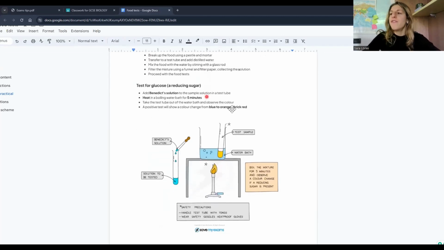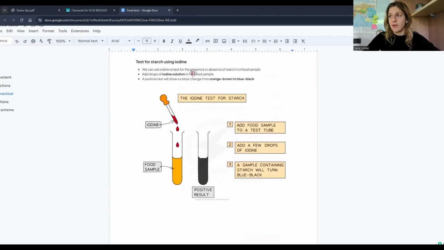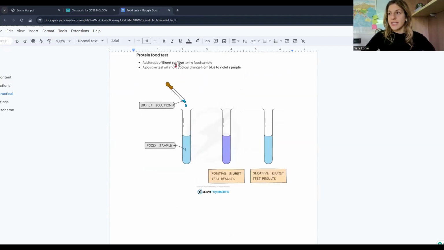Now, to go very briefly through the tests, just to revisit them. Test for glucose, it's a reducing sugar. Remember, Benedict's solution, this is the one that you need to heat up. Color, orange to red, very important. Second, starch, it's iodine. A positive result would be blue-black. Third, protein food test. This is the biuret solution. If it's positive, it would go blue to violet. If it's negative, it stays blue.